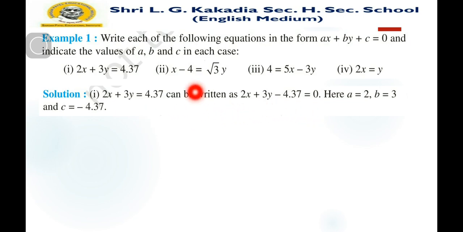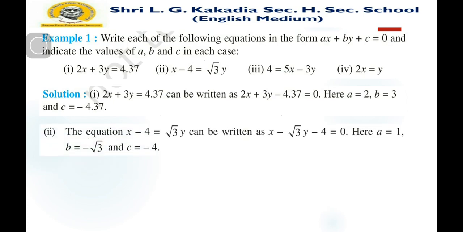Now the next one. We can also write the equation x minus 4 is equal to square root 3 y as: we write x in standard form, then the term square root 3 y we move to the LHS, and we get x minus square root 3 y minus 4 is equal to 0. Now comparing this with the standard form, we get a is equal to 1, b is equal to minus square root 3 and c is equal to minus 4.